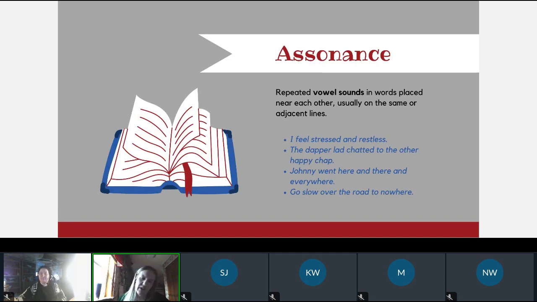Then there's kind of the opposite of alliteration. It's called assonance. It's a repeated vowel sound in words that are placed near each other. So, you know, A, E, I, O, U, sometimes Y. And they're usually placed on adjacent lines, okay? On lines that are touching or side by side, or on top of each other. I feel stressed and restless. Stressed and restless, right? You hear that E sound, the short E sound.